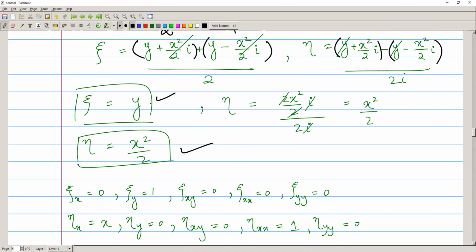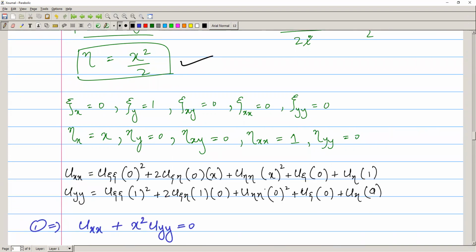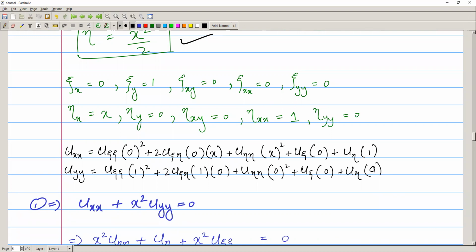Now we have psi and eta. We can proceed in a similar manner by finding u_x, u_xx, u_y, u_yy, and u_xy. In this equation, we are only given u_xx and u_yy, so we only need to find u_xx and u_yy. For u_xx, the expression is u_psi psi times psi_x squared plus u_psi eta times psi_x eta_x plus u_eta eta times eta_x squared plus u_psi times psi_xx plus u_eta times eta_xx. So we will plug in the values. psi_x is 0, so we plug 0 here.